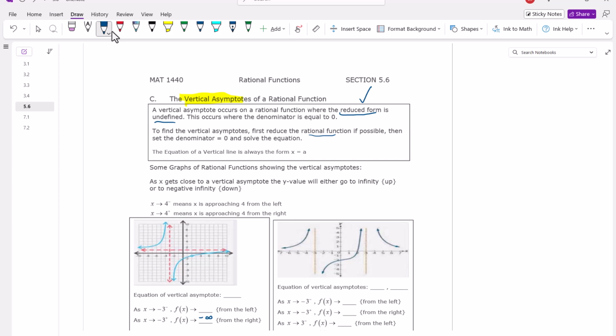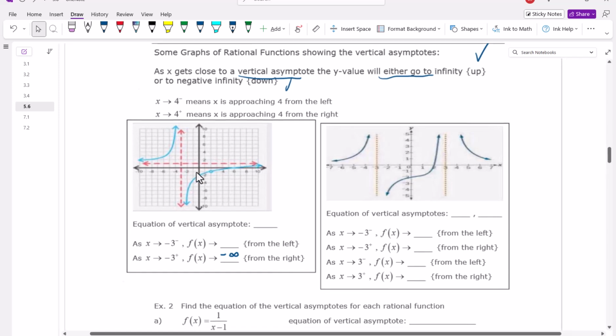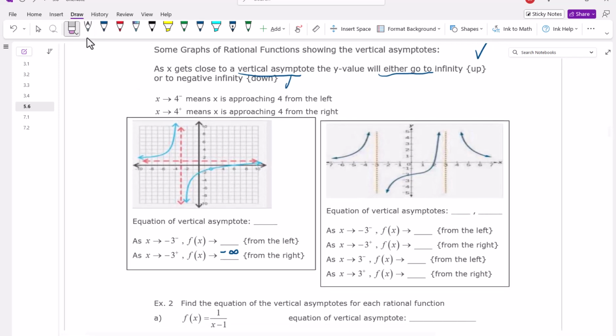Okay? So the idea is as x gets close to a vertical asymptote, the y value will either go to infinity or negative infinity. So here's a couple of illustrations of the way this goes. On this one, the vertical asymptote is x equals negative 3. A vertical line is always named by the x value it goes through. x equals negative 3 means it's a line where x is always negative 3 and never changes. If x is negative 3 and doesn't change, that's what forces it to be a vertical line.